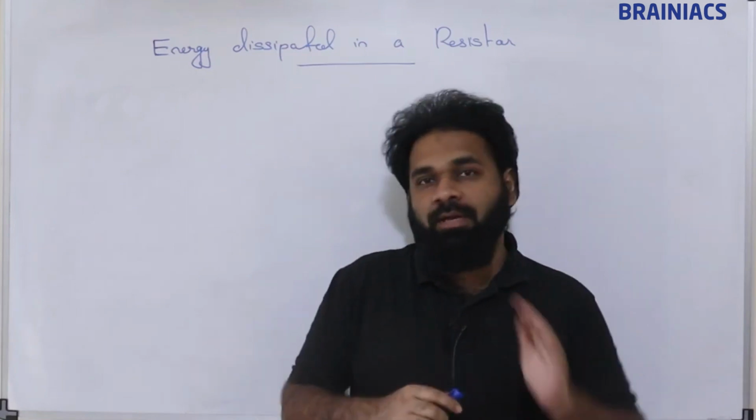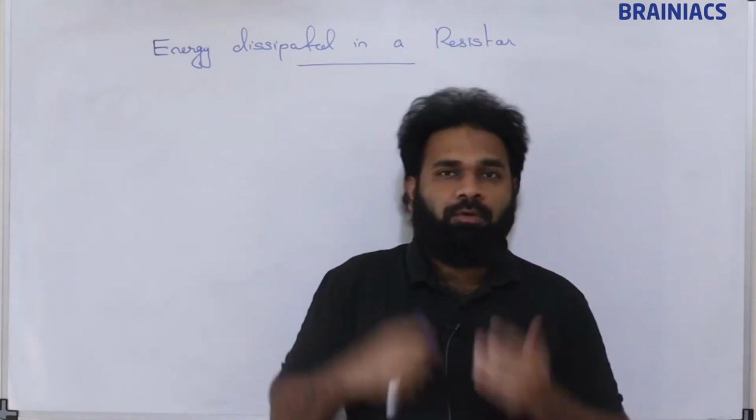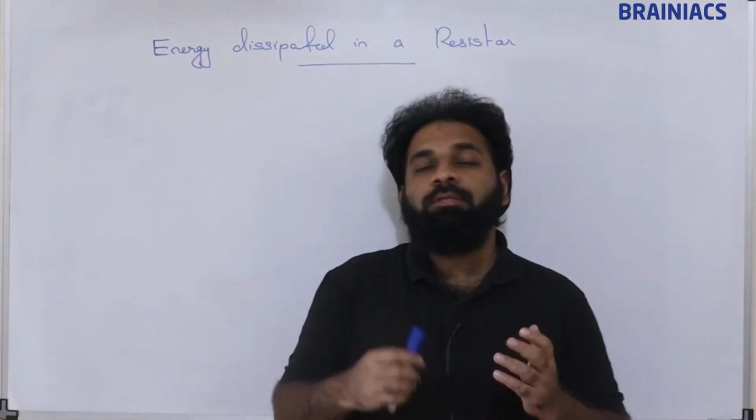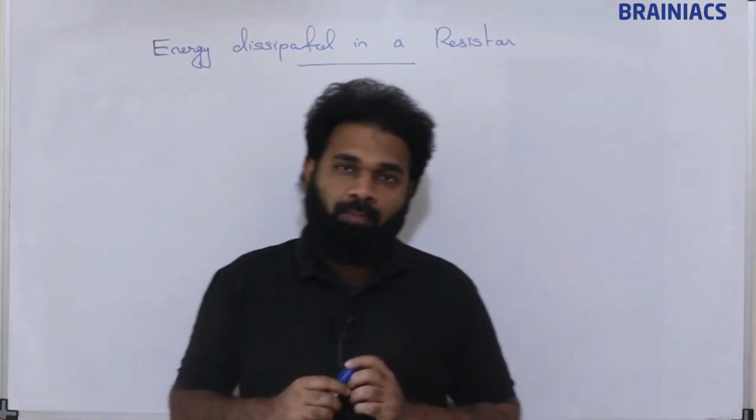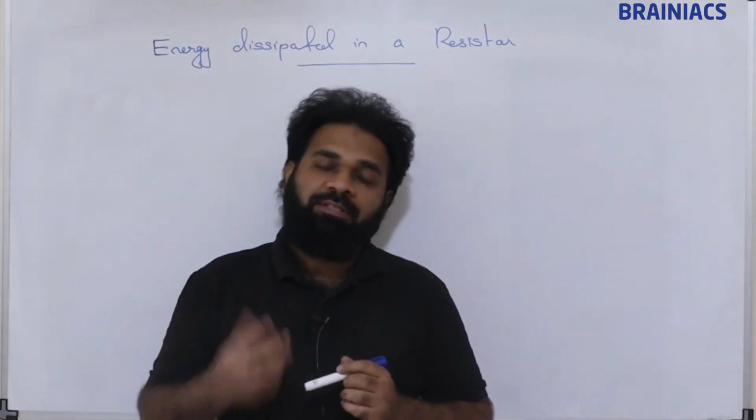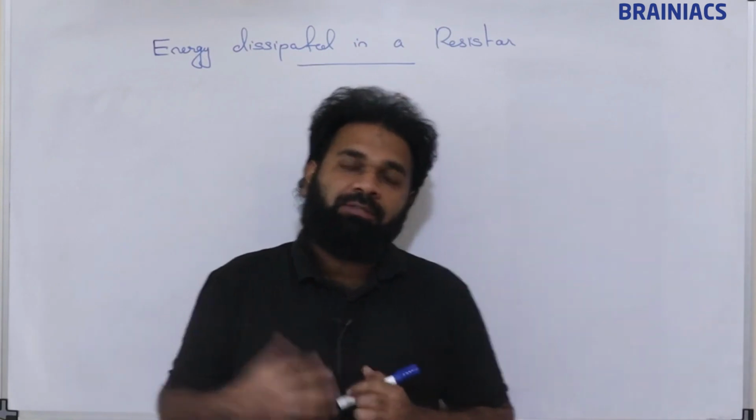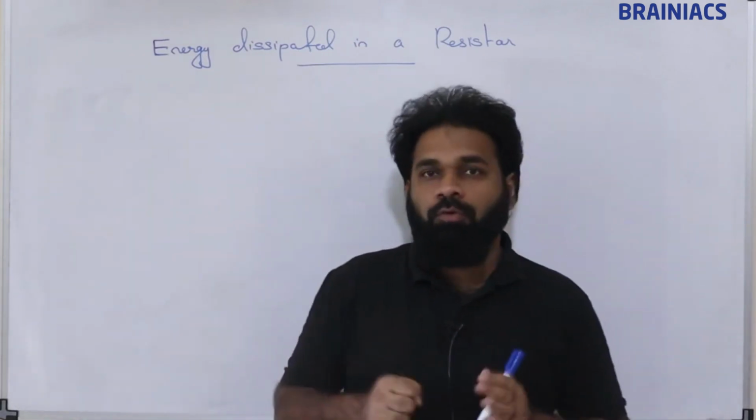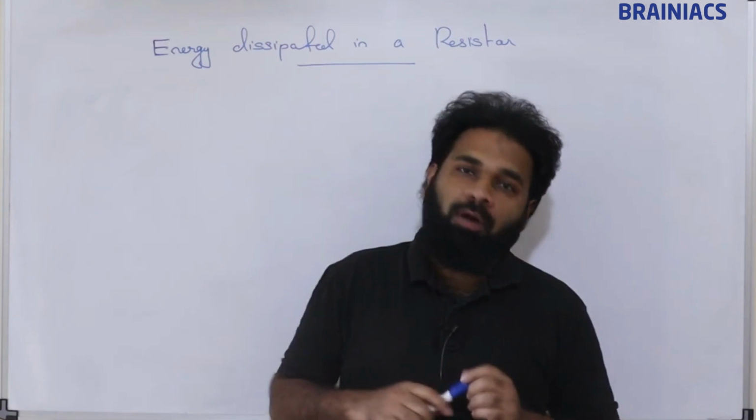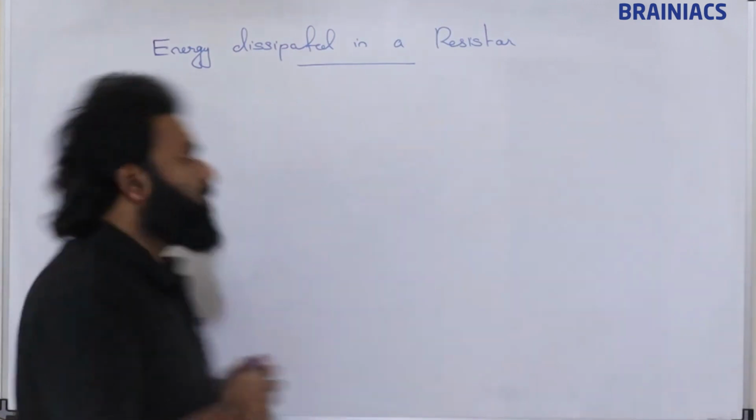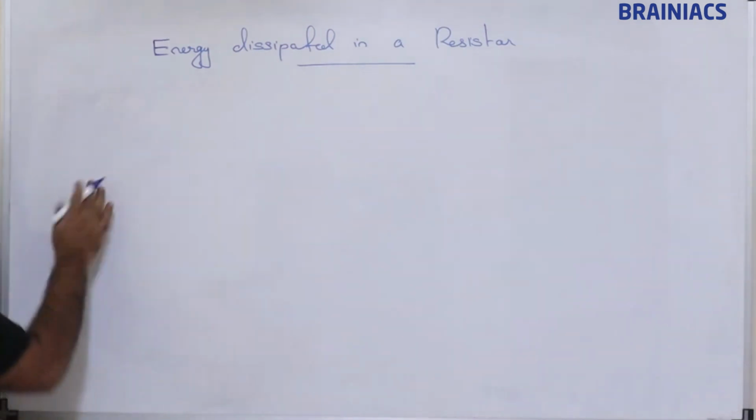So now we will see energy dissipated in the resistor. Power P is equal to Vi, I square R, V square by R. We have studied this, but this need not be always true. This voltage can change, current can change. So in those situations, what will we have to do? We will derive that formula also.